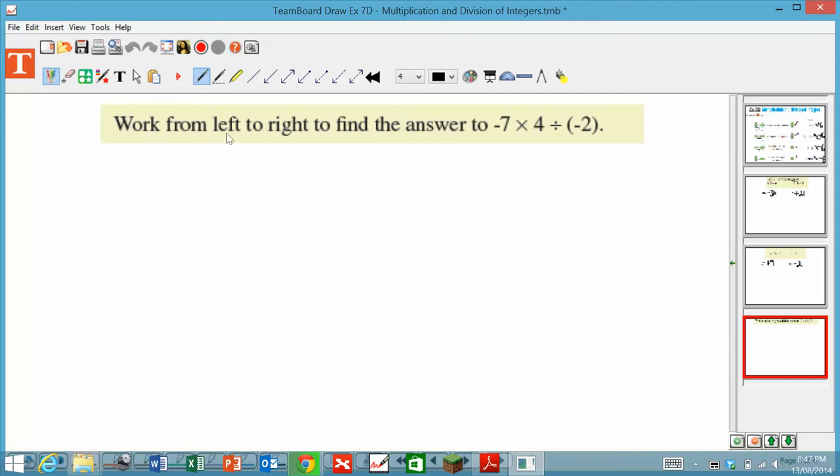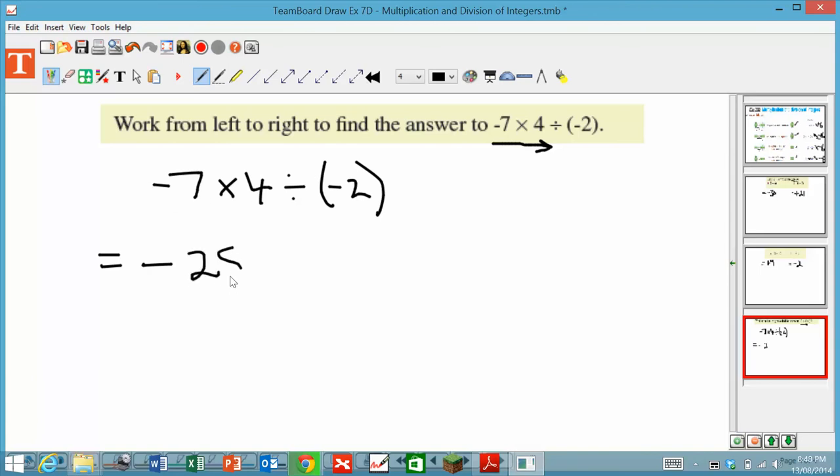Working from left to right, find the answer. So from left to right, starting here, working my way that way. I've got this part first. Now I'm going to write this up here, and this is how my working out would look. Divided by negative 2. I'm going to work this way first, do the multiplication. Negative 7 times 4, so a negative and a positive. I know I'm going to end up with a negative. 7 times 4 is 28.